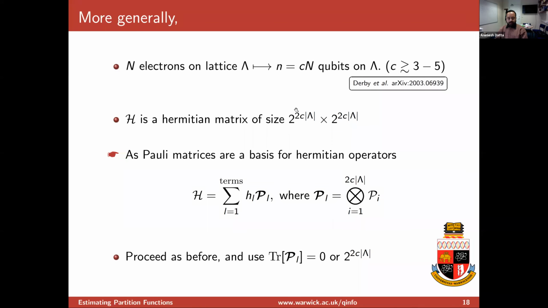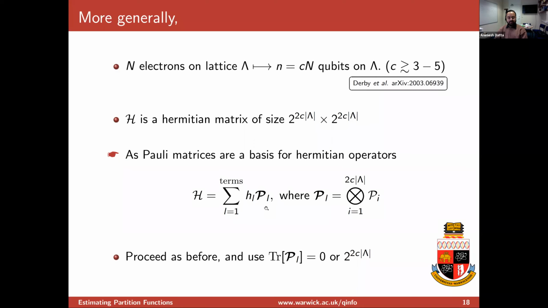But anyway, whatever that Hilbert space size is, a Hamiltonian on that Hilbert space can be written as a sum of a certain number of terms of tensor products of Pauli operators, because just like in the 2 by 2 case, Pauli matrices are a basis for Hermitian operators. So any Hermitian operator can be written in this form.